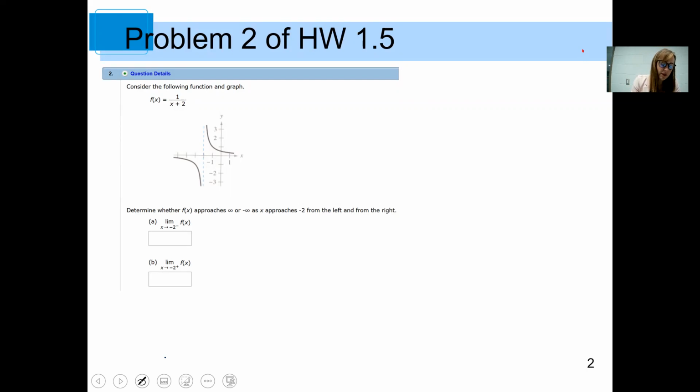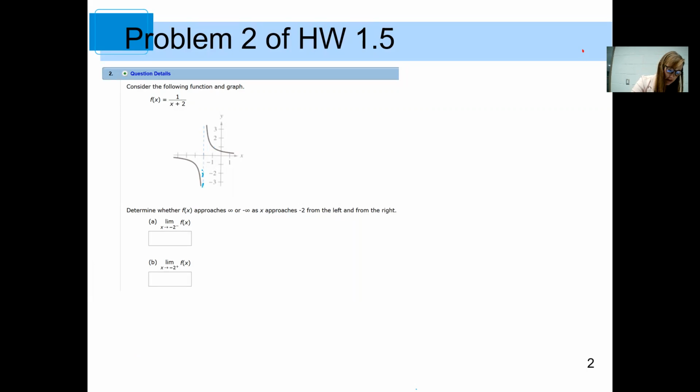This first problem is problem 2 of section 1.5, and it asks us to consider the following function and the graph. So we're looking at f of x equals x over x plus 2. And it just asks us to determine whether f of x approaches positive infinity or negative infinity as x approaches negative 2 from the left and from the right. This one isn't so bad because they even give us a graph, but just to kind of trace out what is happening.